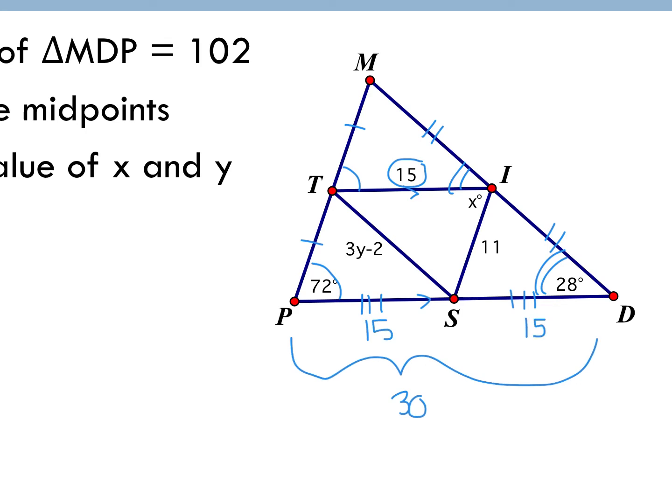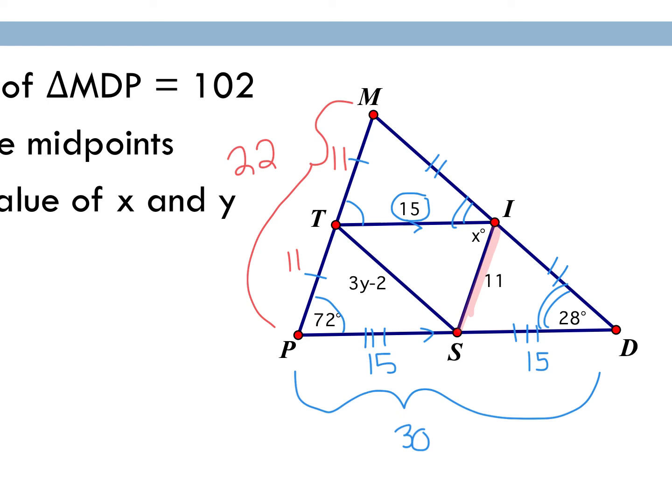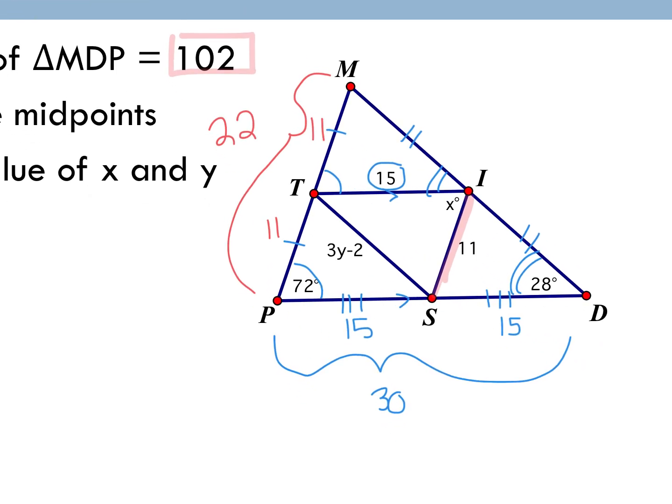Same thing here for this mid-segment. If this is 11, that means this entire side has to be 22. It's double it, which makes this 11, it makes this 11. So now we could find MD. How are we going to find MD? Well, the whole perimeter is 102. They told me that right from the get-go. They said the entire perimeter of the whole triangle is 102. So what I would do is 102 minus 22 minus 30. What does that leave me with? It leaves me with MD. This entire thing has to be 50, which makes this 25 and this 25.